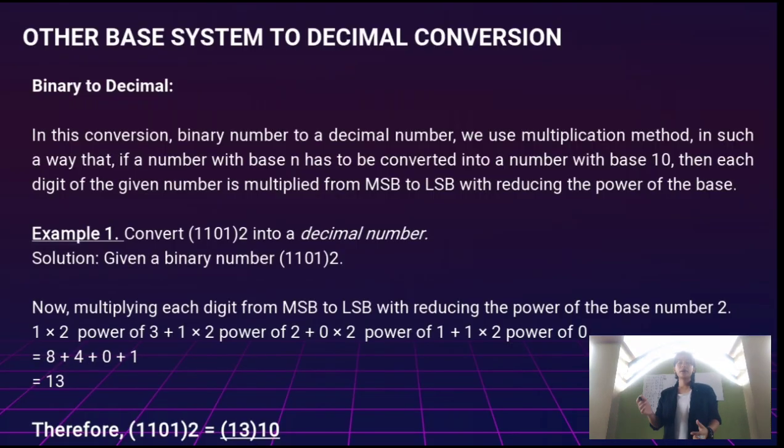Therefore, the binary number, which is 1101 with a base of 2, has the decimal number of 13 with a base of 10. So this is our decimal number, which is 13 with a base of 10 because the base of our decimal is 10. So this is the answer.